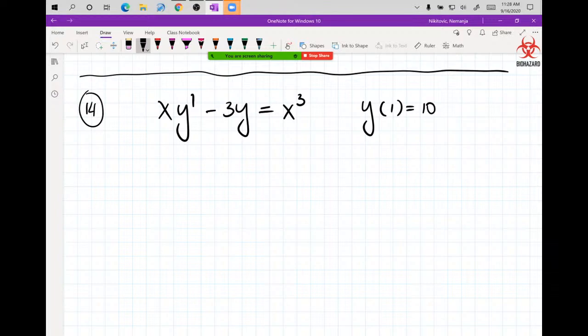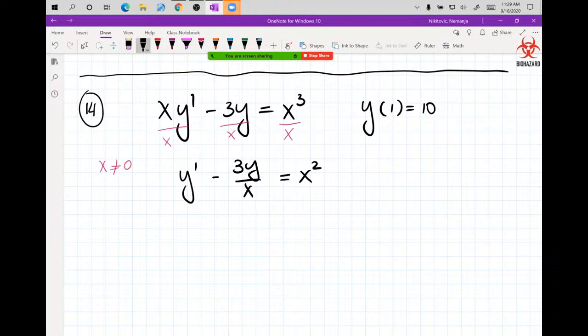Now, as soon as you divide everywhere by x, your x is no longer allowed to be 0. Now, you know how usually it says y of 0 equals blah, blah? Now it says y of 1. So that's reflected in there as well, right? So x is not supposed to be 0. All right, what I got? I got y prime minus 3y over x equal x squared.